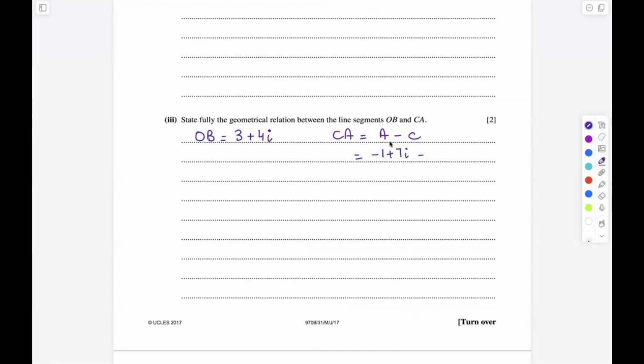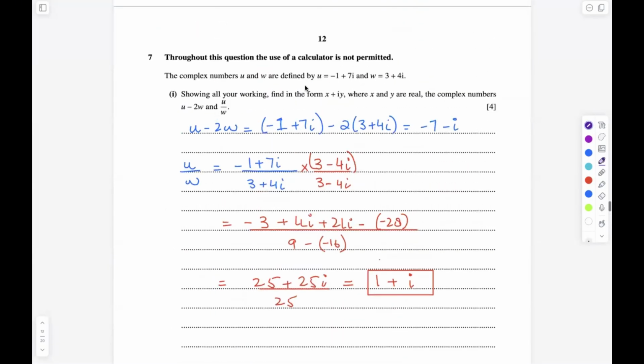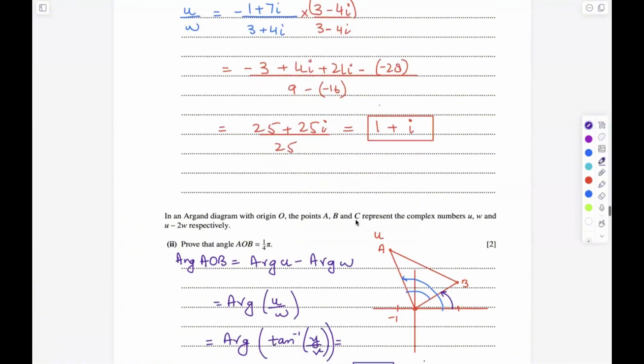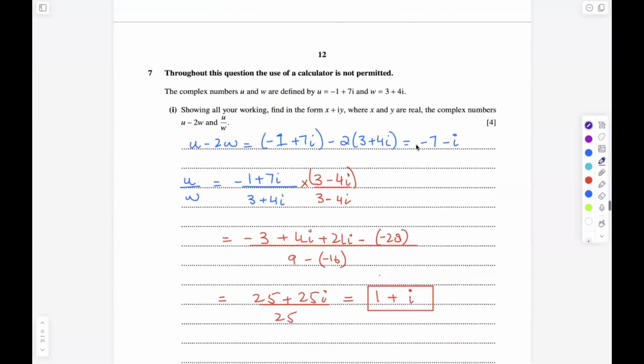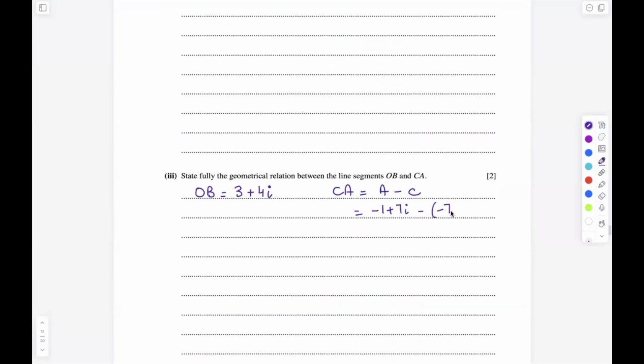And C is represented by u - 2w, which is -7 - i. So we write -7 - i over here. Simplifying this, we get -1 + 7i + 7 + i. Simplifying, -1 + 7 is 6, and 7i + i is 8i.